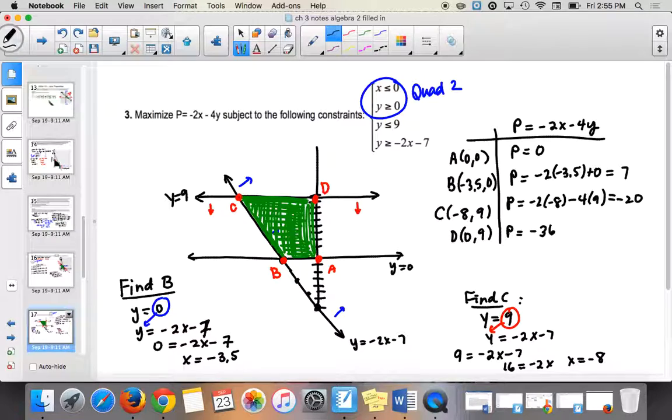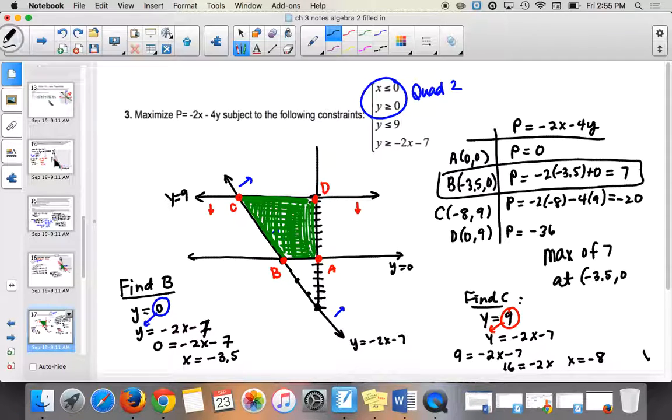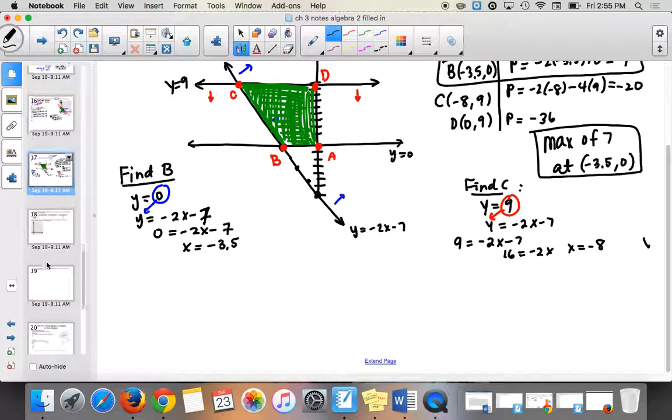Okay, this one said maximize, not minimize. Some of them might say minimize on your homework, you never know. So minimize would be finding the smallest amount. So this is our maximum. So it's a max of 7 at negative 3.5, 0. So why on your homework do I not want you saying max of 7 at B? Because not everybody's B is the same. B could be whatever you had it. Okay? All right.